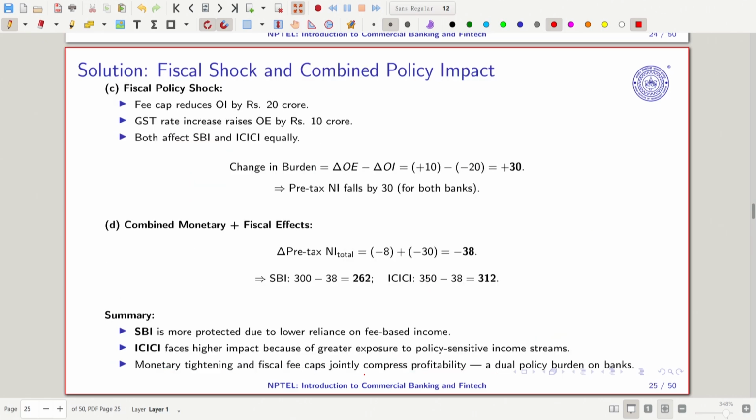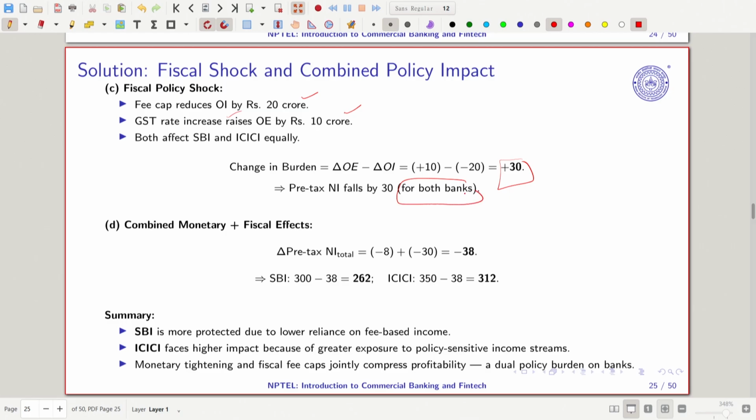In the second scenario, suppose a fiscal cap reduces the non-interest income by rupees 20 crore and non-operating expense by 10 crore. Because it is fiscal policy, it is some kind of systematic risk. So you can see plus 10 minus 20, because it is reducing, so it is coming out to be 30. Pre-tax net income for both banks will fall by 30 crore.